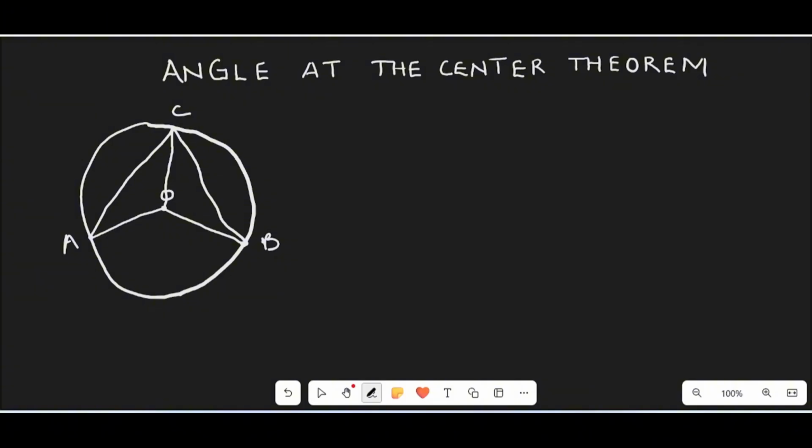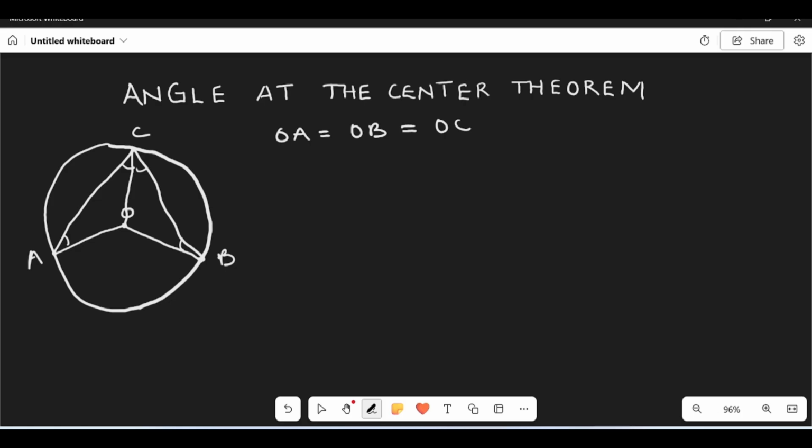Notice that OA is equal to OB is equal to OC because they are radii of a circle. We want to prove that angle AOB is equal to 2 multiplied by angle ACB.